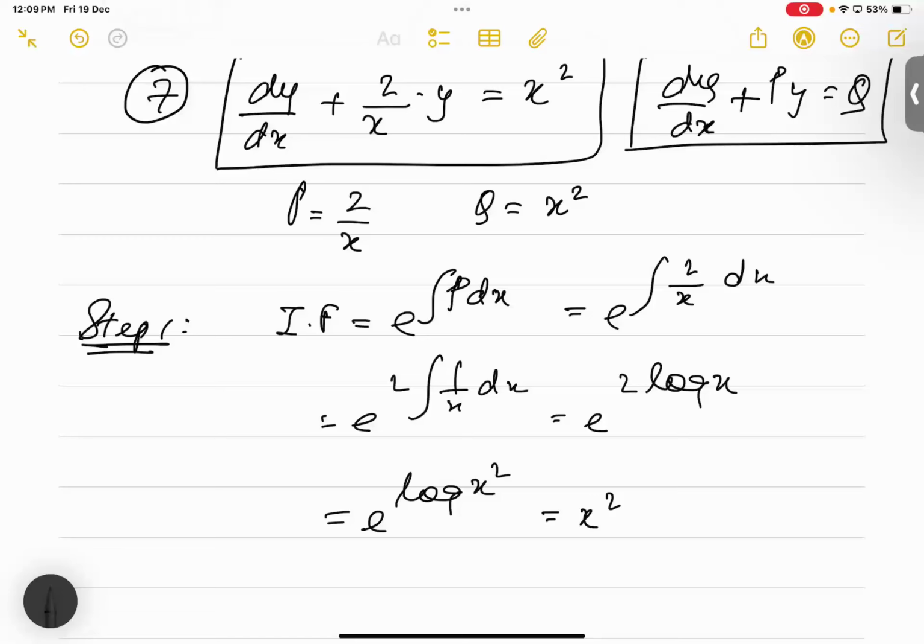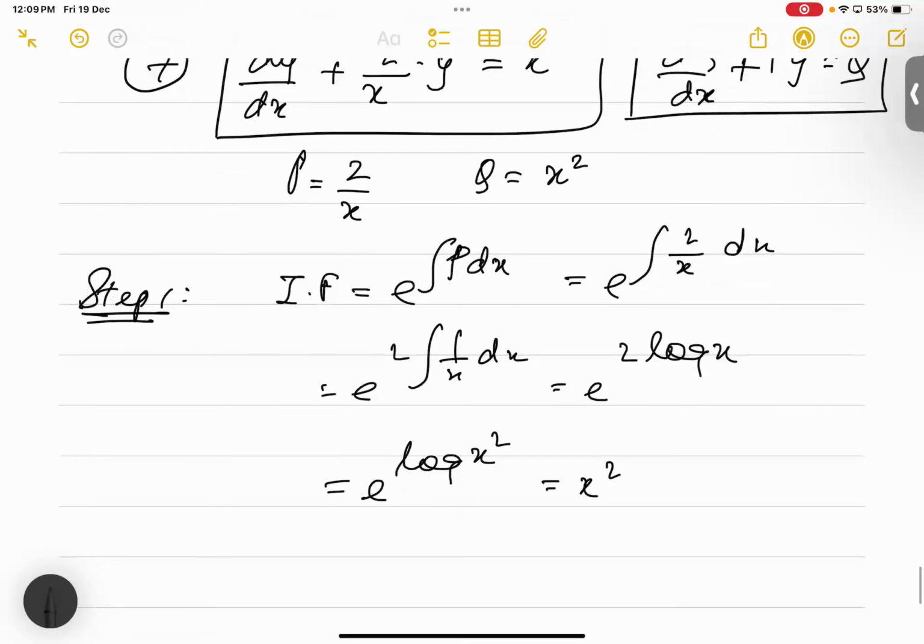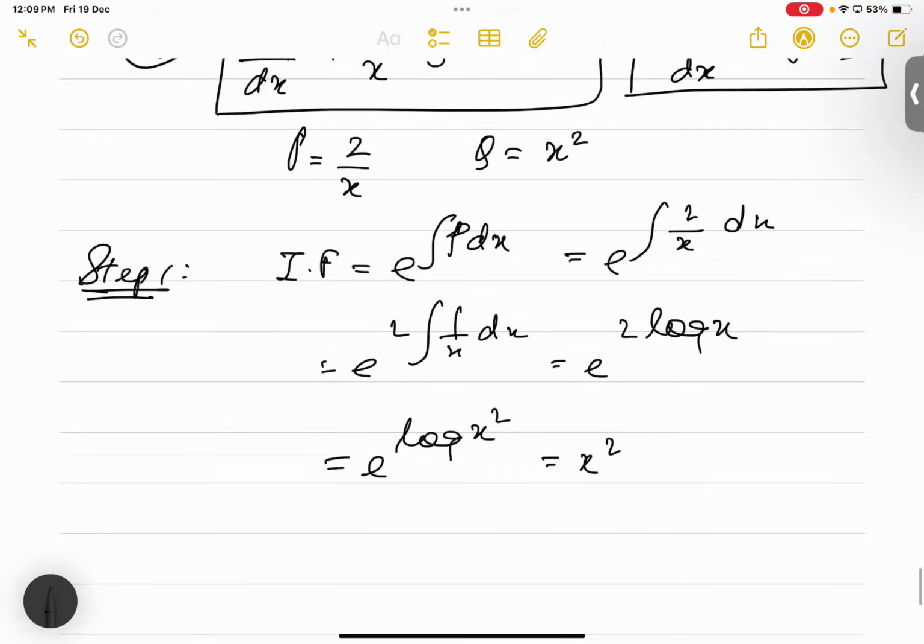Any doubts, any confusion you may please ask. The only difficult type over here is HD. Otherwise, LDE is also quite simple. You might have observed that.